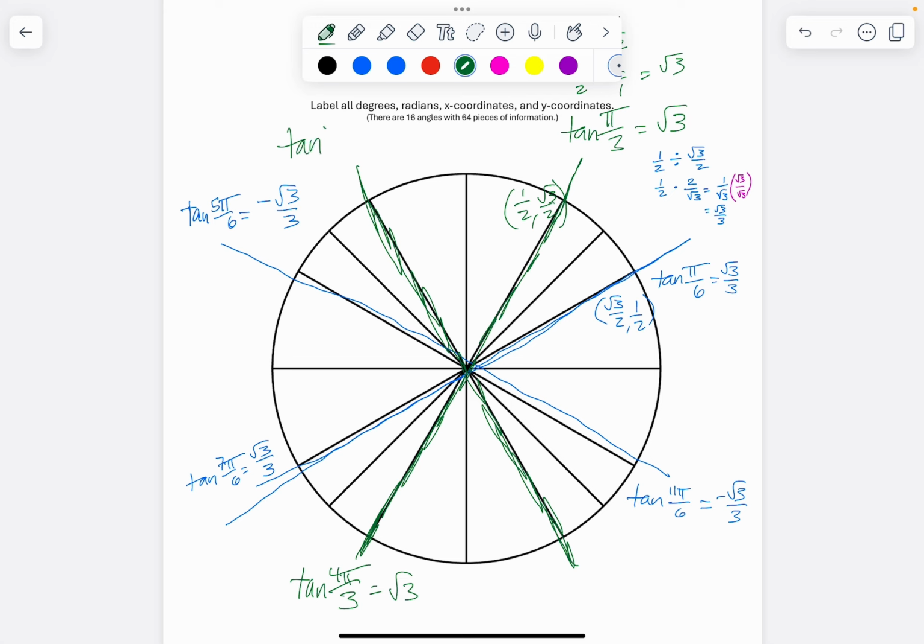Now we're up here. This is tangent of 2 pi over 3. It's the same steepness, but it's now negative, so this is a negative root 3. Down here, we're at tangent of 5 pi over 3. Same line as that previous one, so negative root 3.